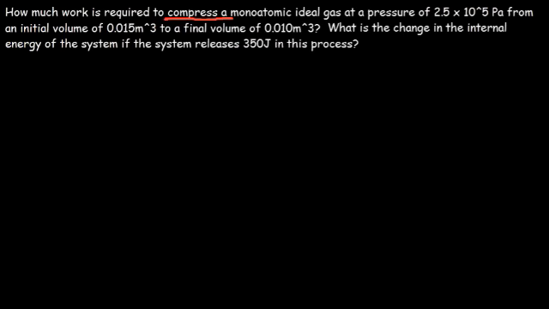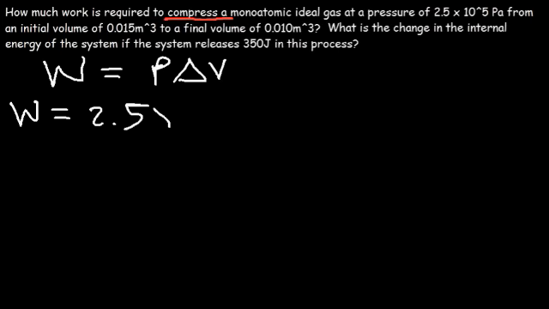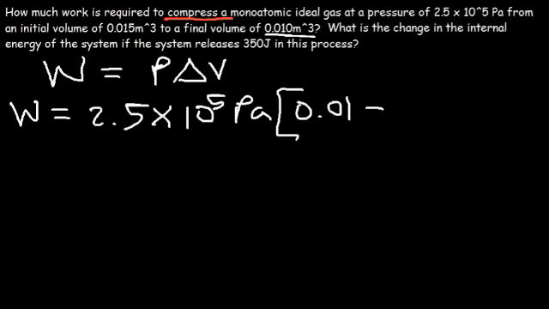But now let's finish this problem. So W is equal to P delta V for an isobaric process. And the pressure is 2.5 times 10 to the 5 pascals. The change in volume is the final volume, which is 0.01, minus the initial volume of 0.015. And the units for that is cubic meters.